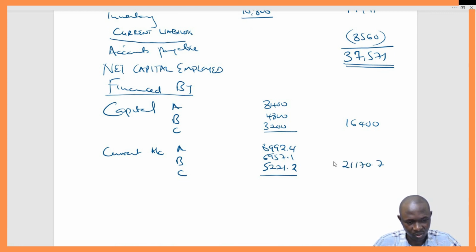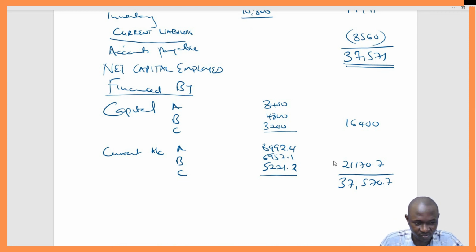Then we add the two. So 21,170.7 plus 16,400 gives us 37,570.7. Wow, it has balanced. That's 37,570.70, so it's as good as saying 37,571. Yes, this has been a good journey and it has just balanced. 37,571.